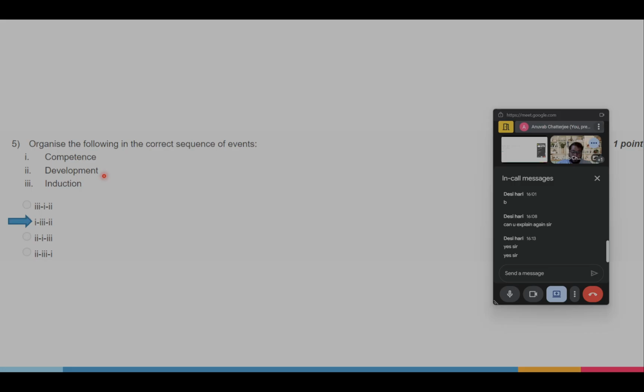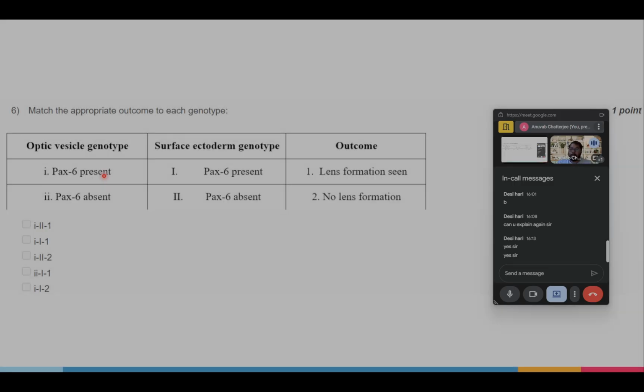Okay, moving forward, match the appropriate outcome of each genotype. So this is exactly the same example that we saw with the optic vesicle and the surface ectoderm. The options are PAX6 is present in the optic vesicle or PAX6 is present in the surface ectoderm, finally causing the lens to form. And this is a match the following kind of a thing. So if PAX6 is present in the optic vesicle and not in the surface ectoderm, what happens, and vice versa.